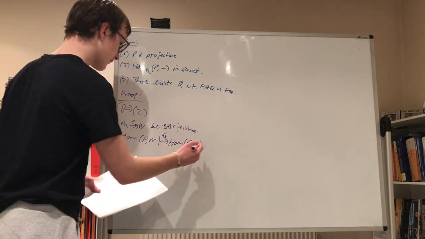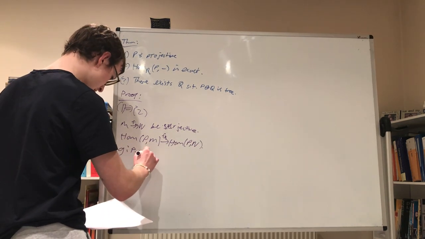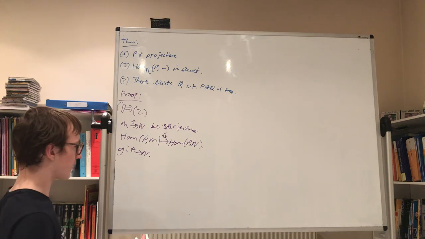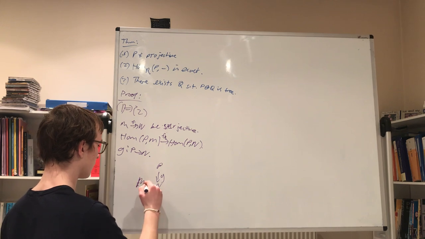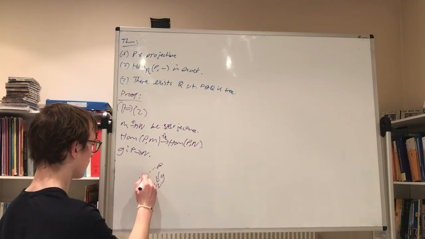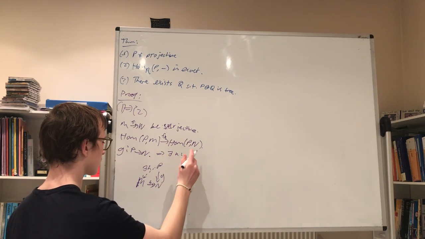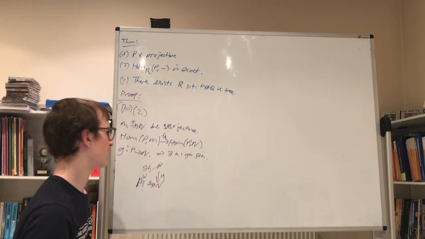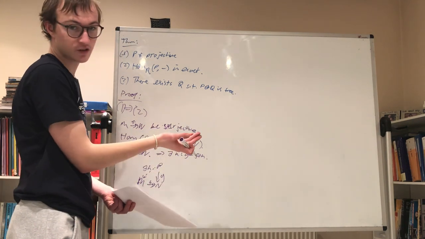So if we're given some G from P to N, then because P is projective, let's draw out the diagram. We have our G from here to N, we have our map F from M to N. F is surjective, and therefore there exists some H, such that G equals F composed with H. So if G can always be written in this form, then this map here is surjective.